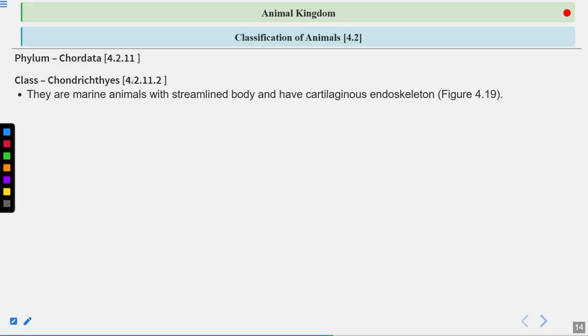Streamlined body. All the aquatic organisms you see mostly have a streamlined body. Why? Because they can cut through the water current. See the birds also. Birds have to cut through air currents. That is why their body is streamlined. So a streamlined body and a cartilaginous endoskeleton, which is made up of cartilage only.